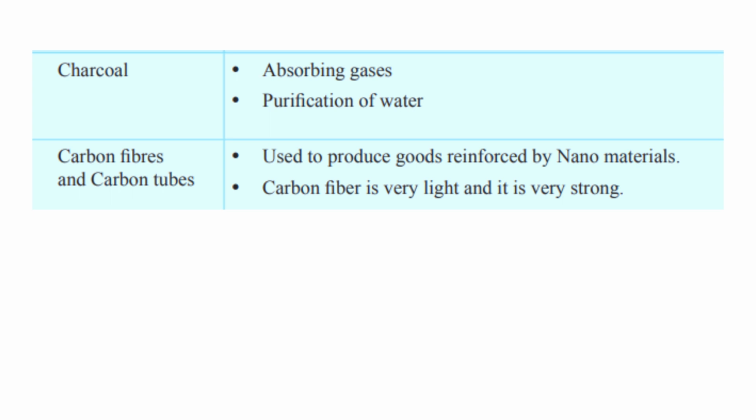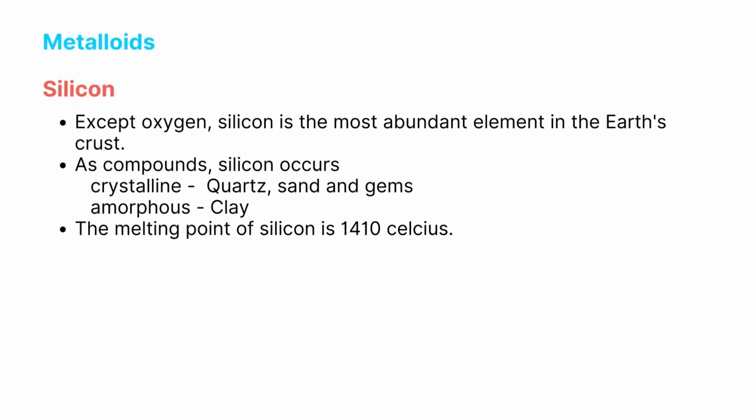Now let's discuss some of the metalloids. First, let's discuss silicon. Except oxygen, silicon is the most abundant element in the Earth's crust. As compounds, silicon occurs in both crystalline and amorphous forms. Quartz, sand, and gems such as emerald are crystalline silicon compounds. Clay is an amorphous silicon compound. The melting point of silicon is 1410 Celsius.